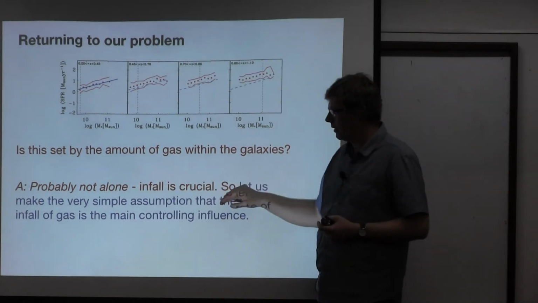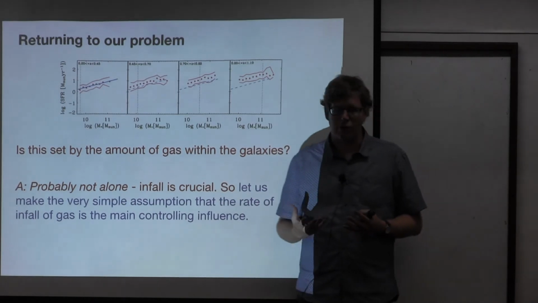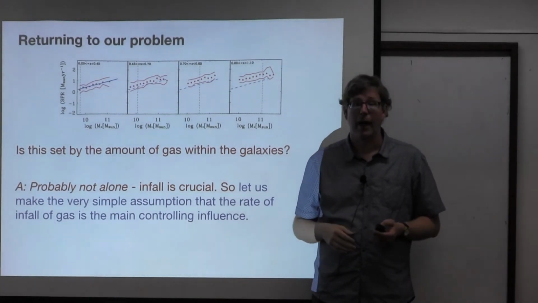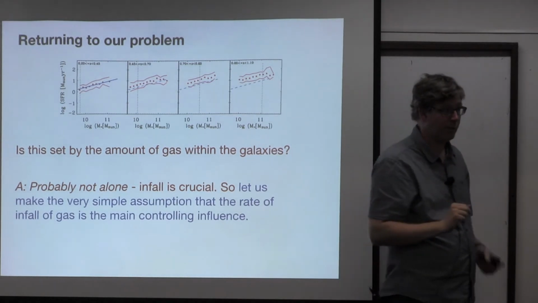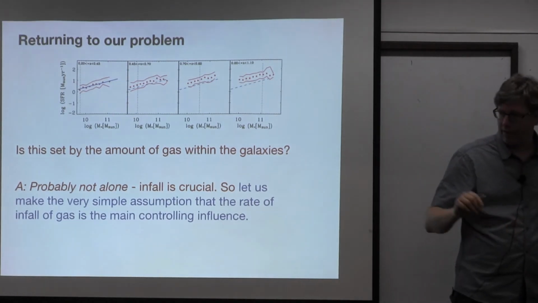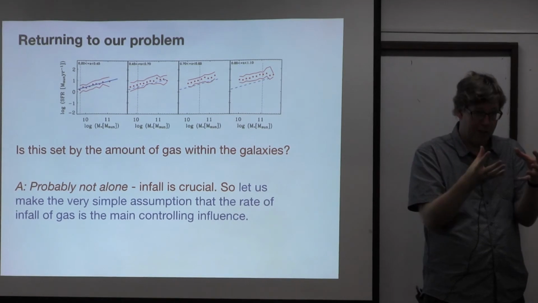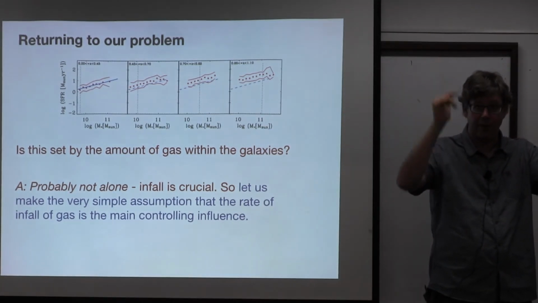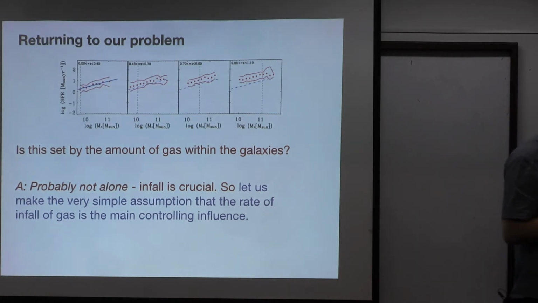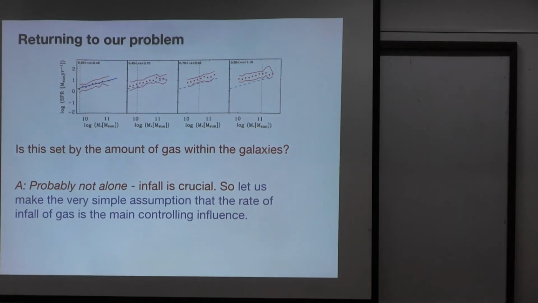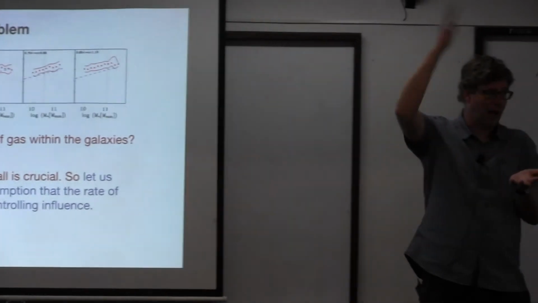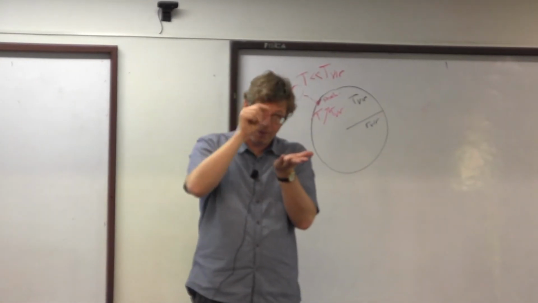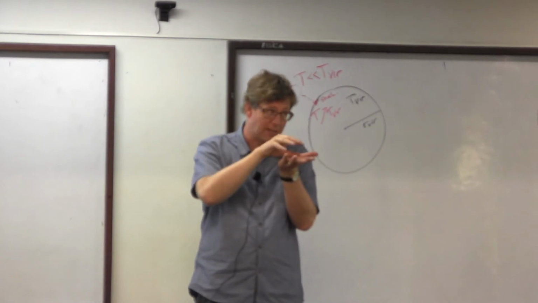So let's just make the assumption that the main controller of what's going on is how much gas is falling in and the feedback in the center. So you have gas falling in, but then you have feedback going on, which will try to get rid of gas again, right? So now you can imagine you reach an equilibrium, okay? Infall, outflow, it's in balance. Imagine now that I increase the amount of infall. I got more gas in.